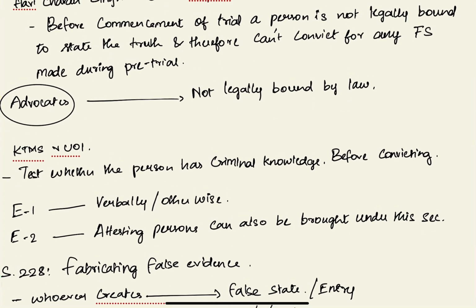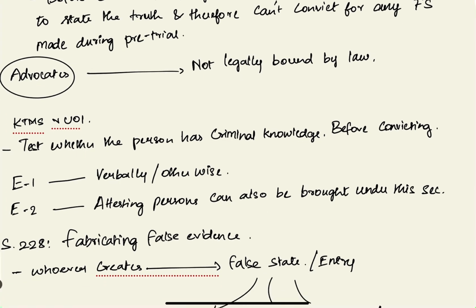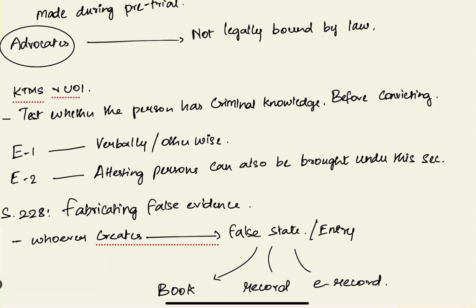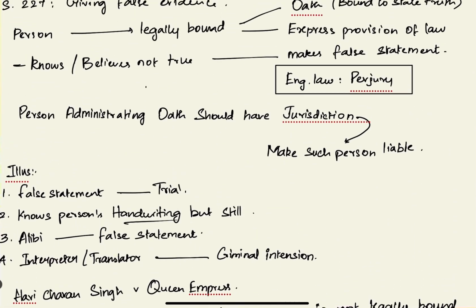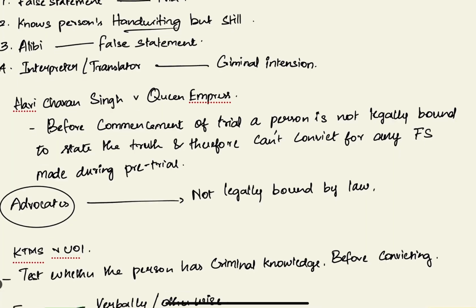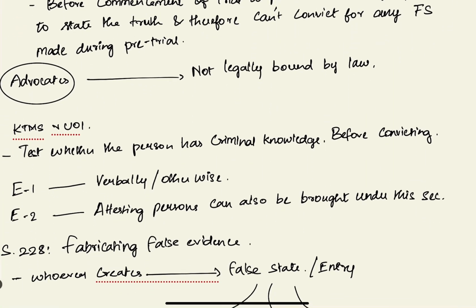KTMS versus Union of India. This is a case where it has been held that before convicting a person for false statements, the court should ensure and should test whether the person had criminal knowledge or intention to make false statements before convicting. That is really necessary. And under this section 226, there are some explanations given.